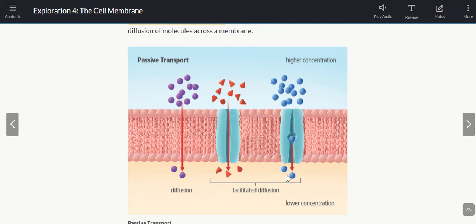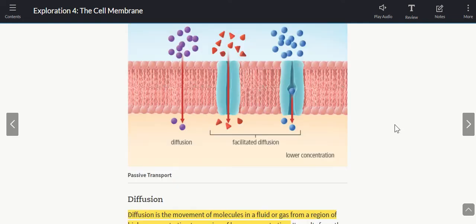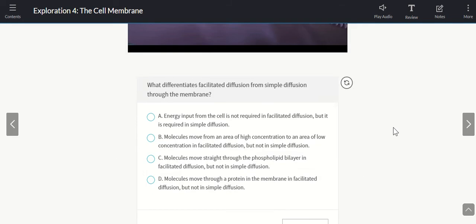Facilitated diffusion is any time you have substances that need help. They need a special channel to get through. All right. Now, facilitated diffusion can happen with passive transport, where there is no energy required, where you simply need a concentration gradient like you see here. And it can also happen with the other type of transport we're going to talk about, which is active transport.